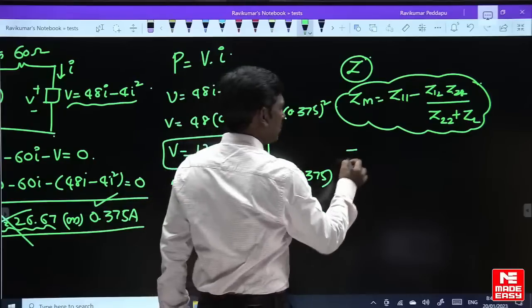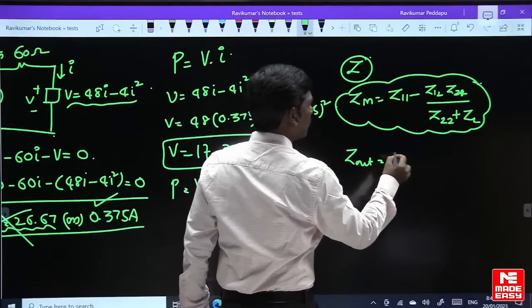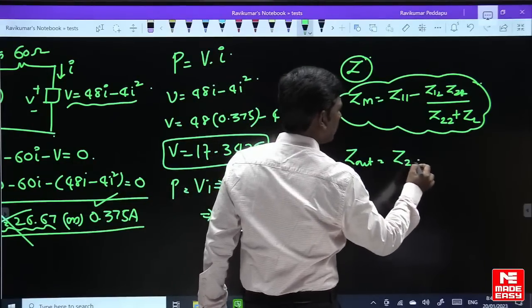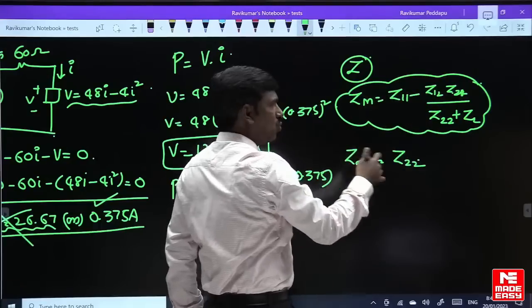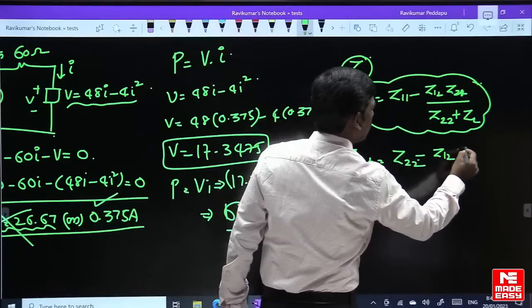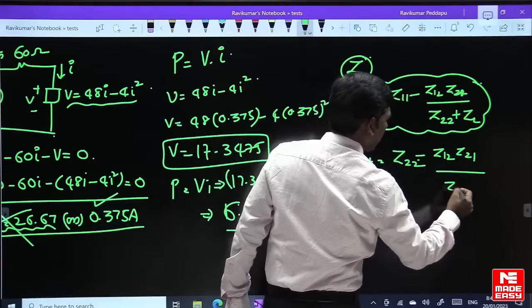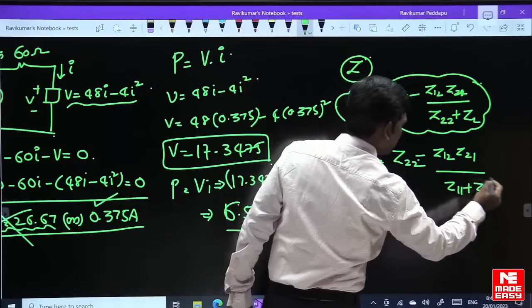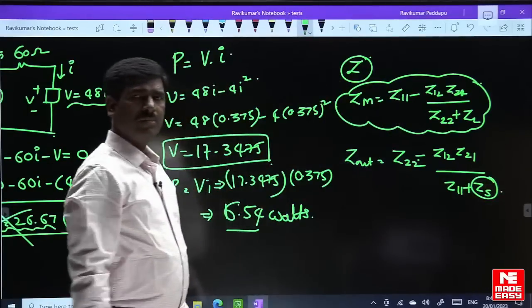What about Z out? Z out is equal to Z22, looking from that side, Z22 minus Z12 Z21 by Z11 plus ZS. ZS is the source impedance.